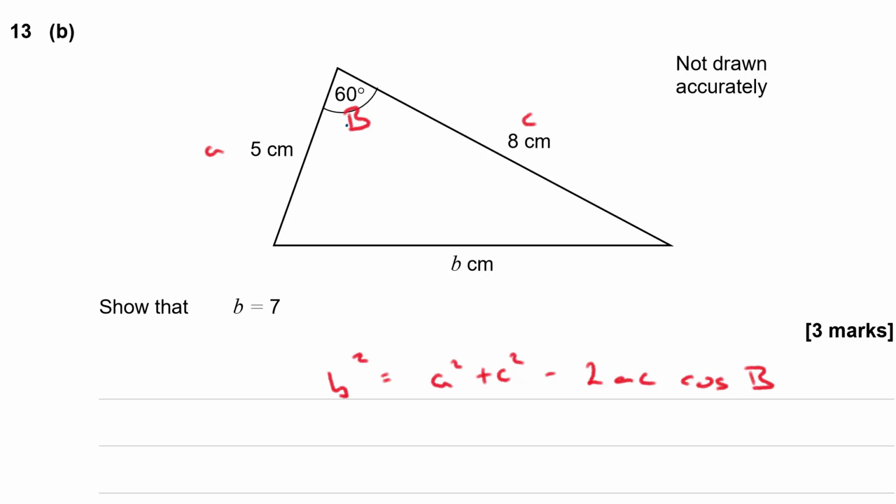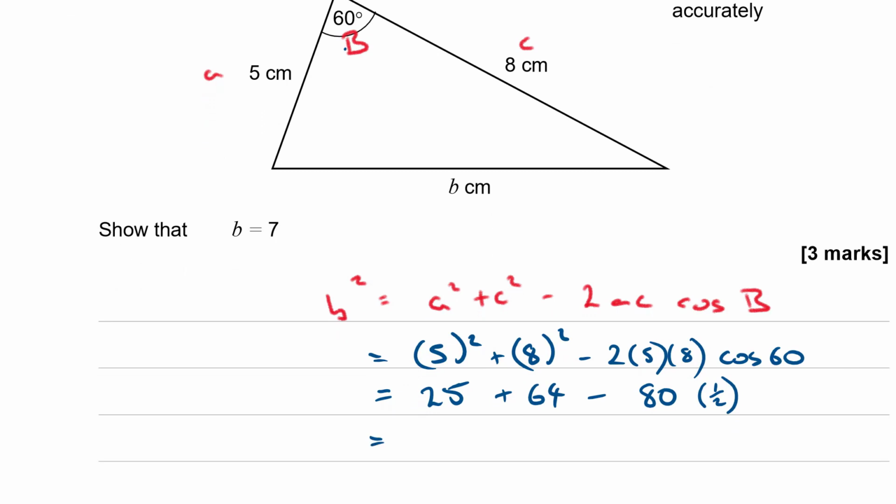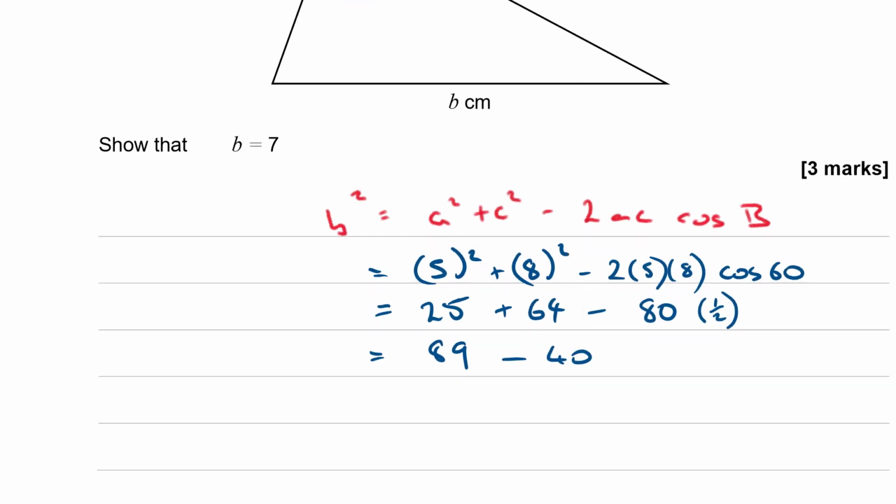We can now sub into that all the values that we know. So a is 5, so 5 squared. c is 8, so 8 squared, minus 2 lots of 5 lots of 8 times cos B, cos 60. So 5 squared is 25, 8 squared is 64, subtract 2 times 5 times 8, which is 80, times cos 60, which we said earlier was a half. So 25 and 64 make 89, subtract 40, which is 49, isn't it? And the square root of 49 is 7, as required.